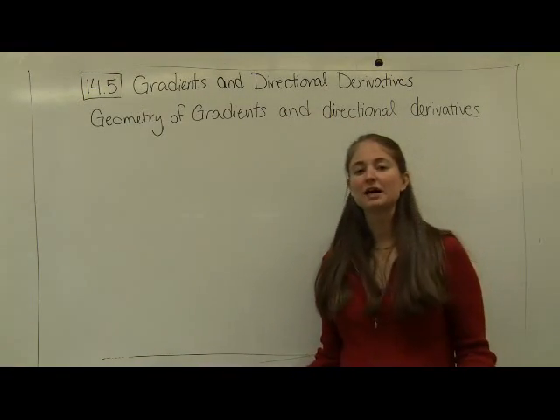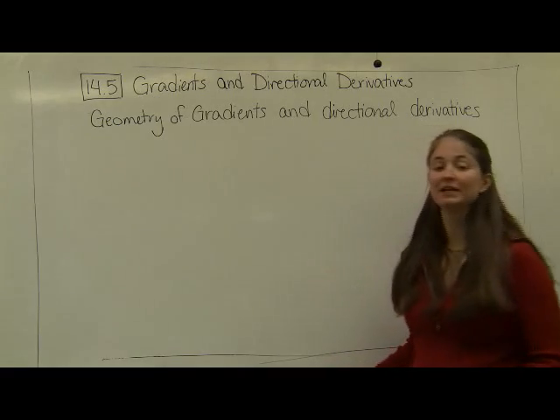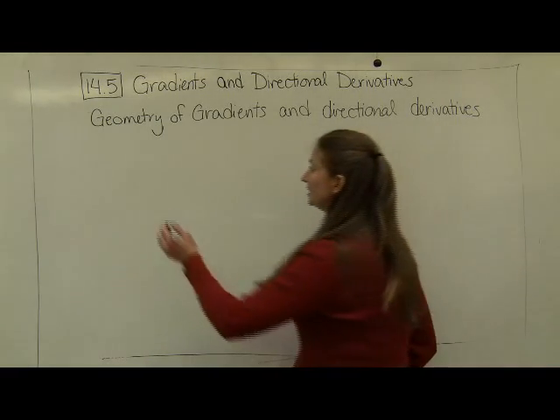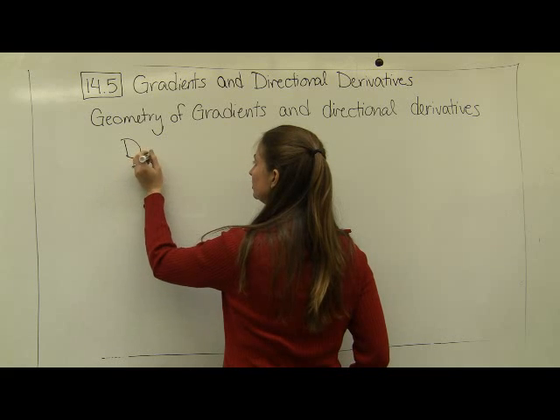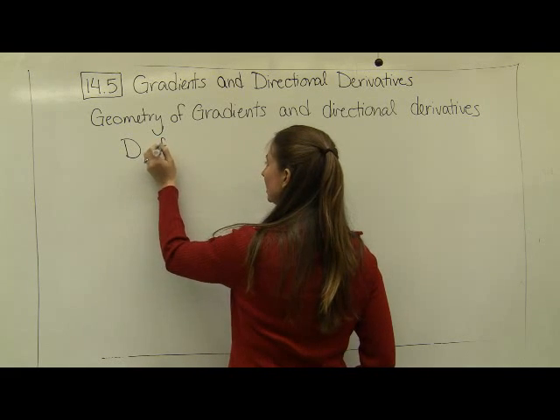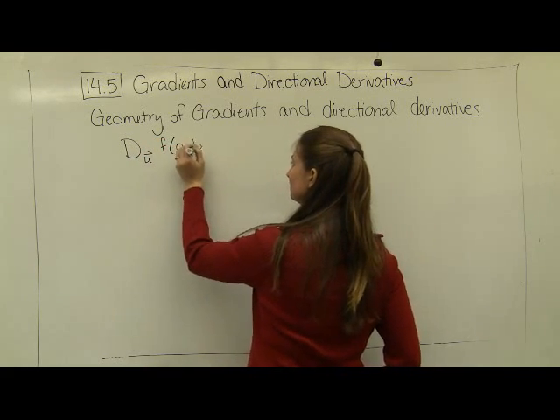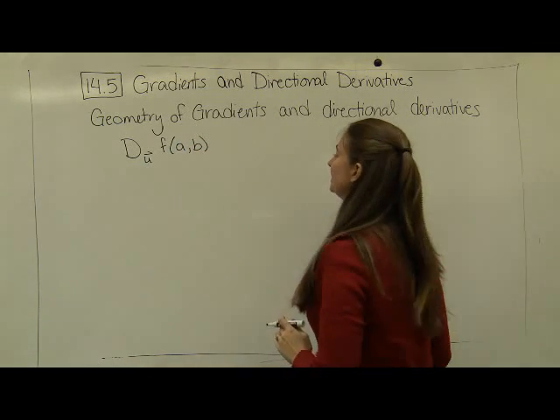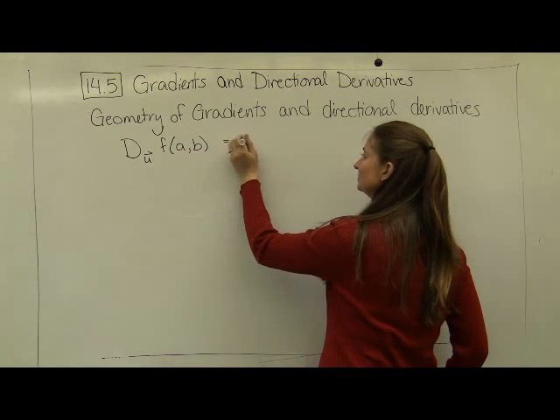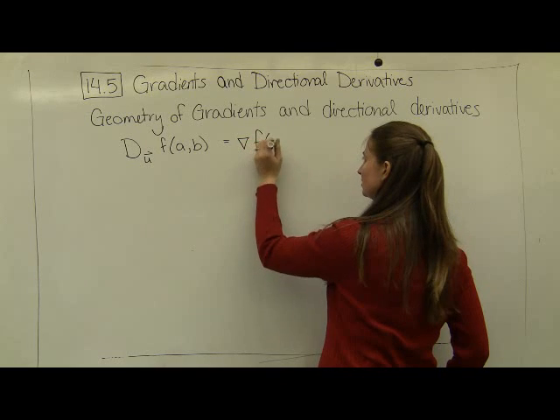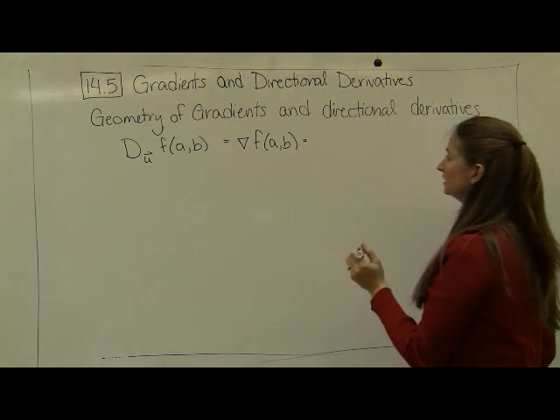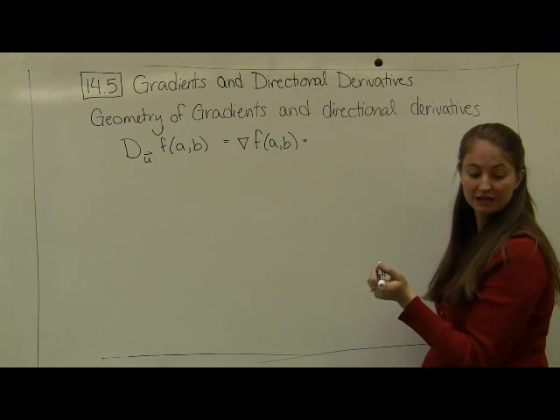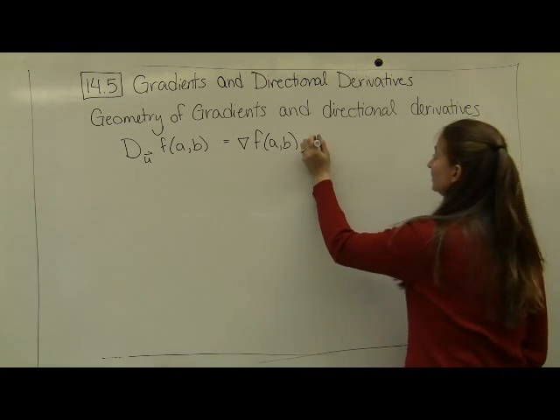So finally, I want to talk about some of the geometry of gradients and directional derivatives. Recall my directional derivative in the direction u of f at (a, b), so my function f at some point (a, b). We just define that to be the gradient of f evaluated at (a, b) dotted with our unit vector, whatever that unit vector might be.